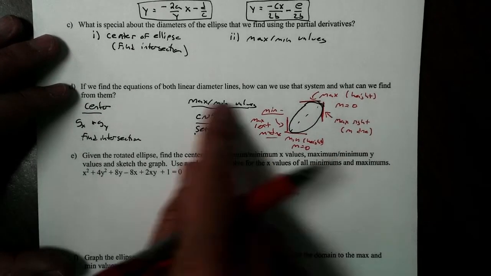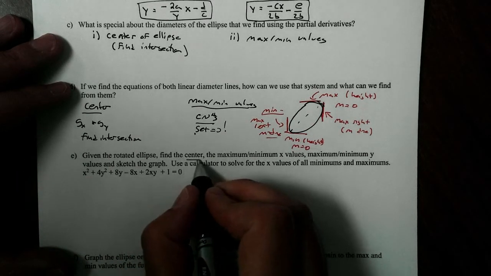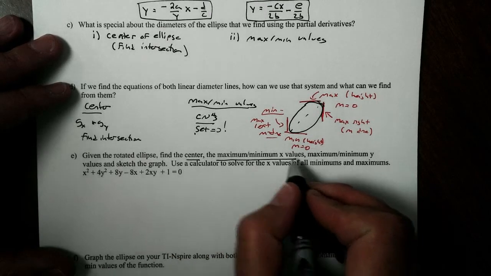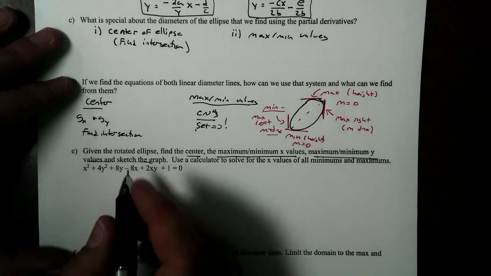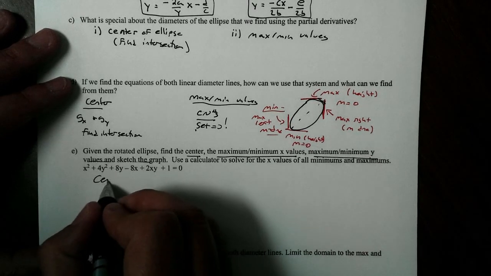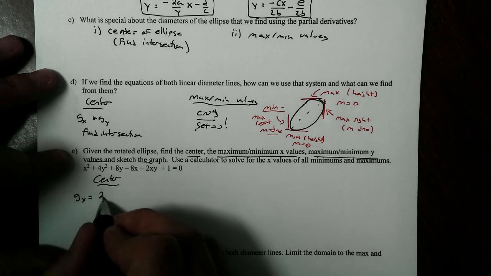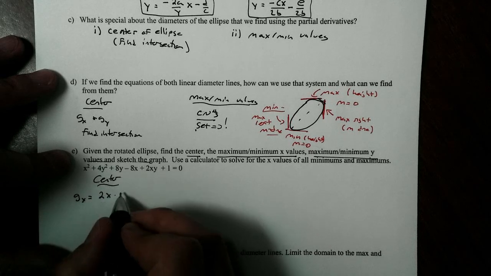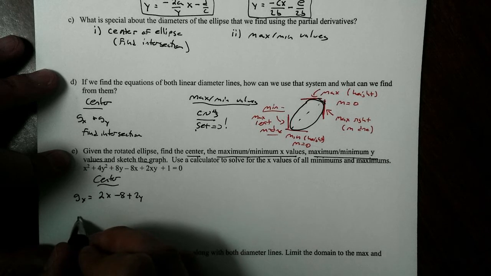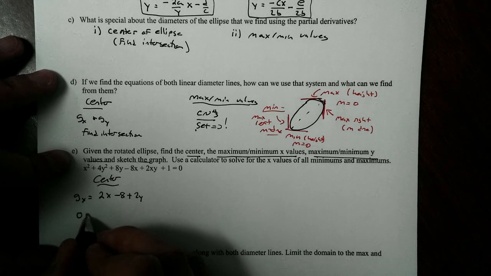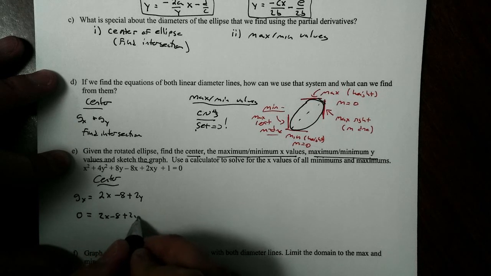Okay. So let's see here. We're given a rotated ellipse. We're asked to find the center, the maximum and minimum x values and the maximum and minimum y values, and then sketch the graph. So we're just going to go ahead and find the center here. To do the center, my rule says find the partials. We get 2x minus 8 plus 2y, and I have to set that equal to 0, so I get 2x minus 8 plus 2y equals 0.